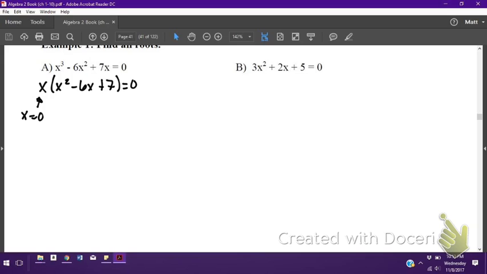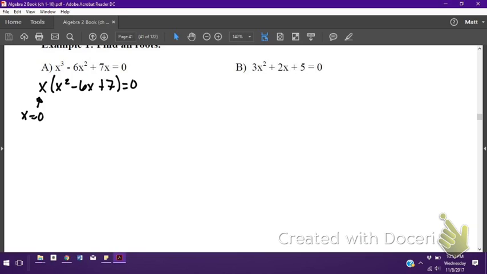Now on the other one, somehow, somewhere, we're going to do something. If I did the p's over the q's, I'm going to get plus or minus 1, plus or minus 7. That's really not going to get us any zeros. If I did the factoring method, there are no factors of 7 that will get me negative 6. I mean, it's either 8 or negative 8, depending on which way you go.